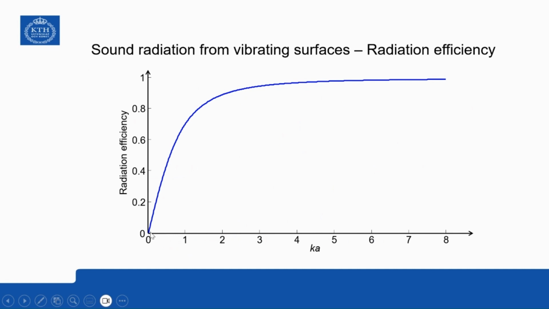And as you can see here, for low frequencies, low wave numbers times radius, the radiation efficiency is very, very low. So a pulsating sphere at low frequencies is an inefficient sound radiator. But as the frequency of the pulsations increases, the efficiency increases more and more. And as you can see here, it tends to 1. So for high frequencies, the radiation efficiency of a pulsating sphere is almost the same as a very, very large piston.